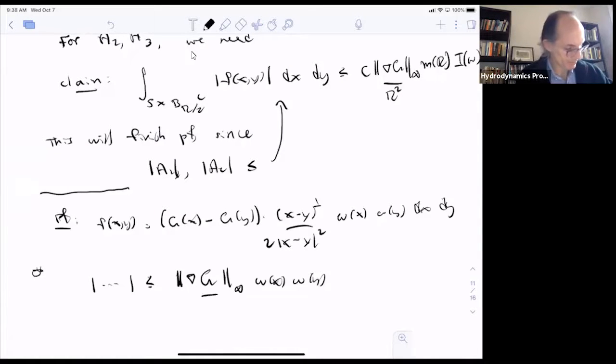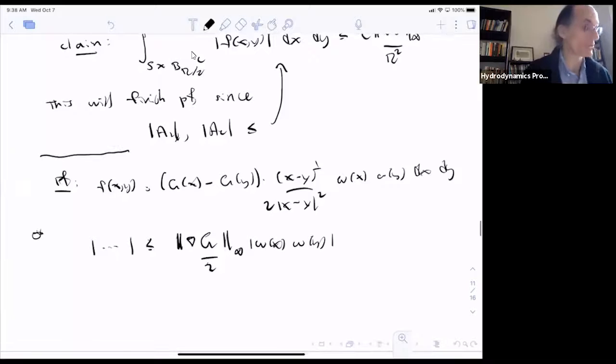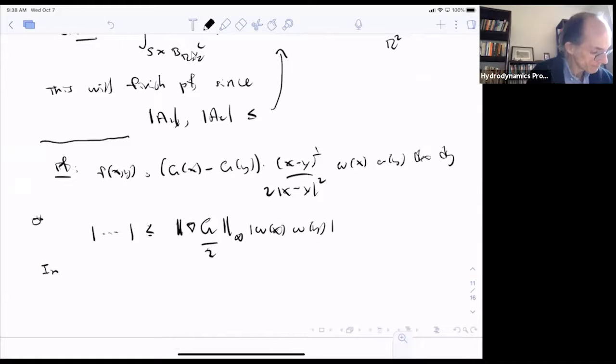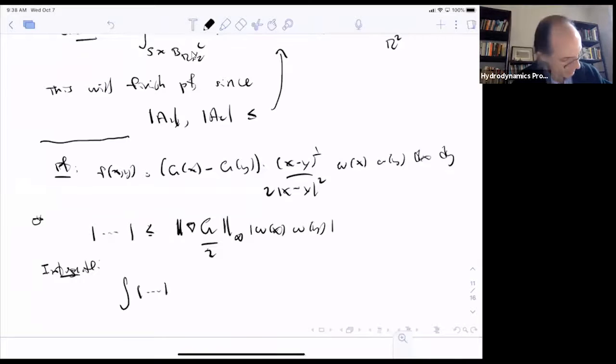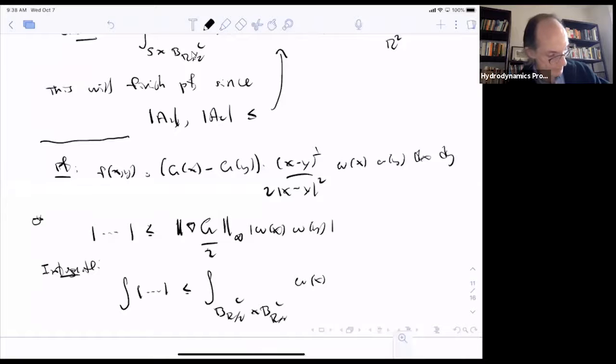Oh, there's a 2 someplace. Okay, and omega are both, I don't know if I assume they're positive or not, so let's put absolute values just in case. And so if I just integrate, what do we have? The ball of radius R over 2 complement of omega of x omega of y dx dy times this constant.